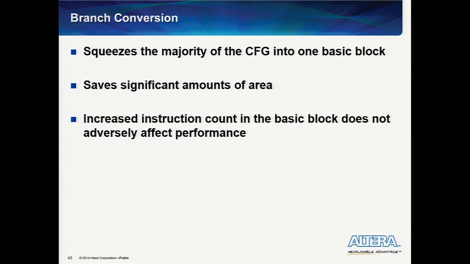So branch conversion will squeeze the majority of the CFG for us into a single basic block. The exception tends to be loops, where the innermost body will be a basic block, and you'll have a couple of basic blocks before and after each loop nest. This allows us to save lots and lots of area.